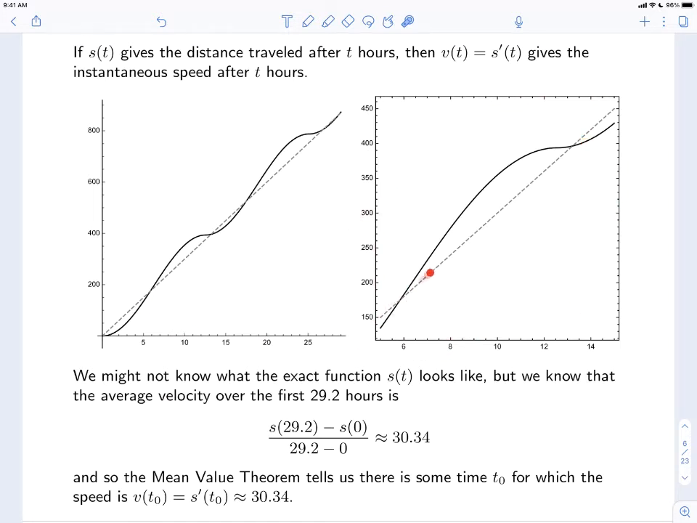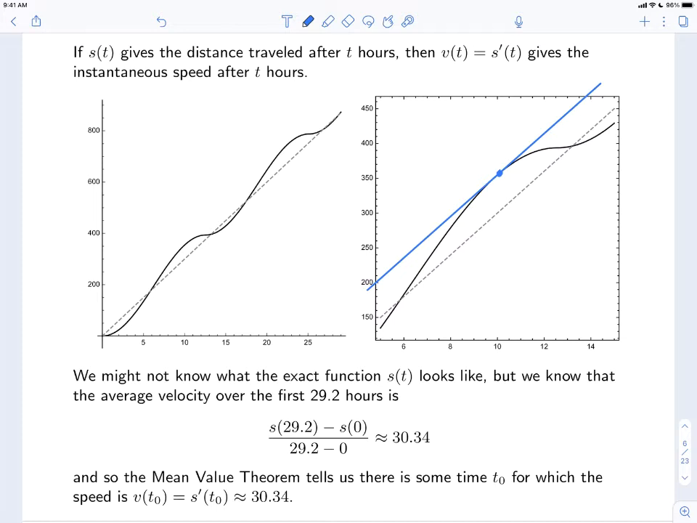And you can see that the secant line, or at least a portion of it, appears right here. So if we were to just draw in a line that was parallel to that secant line, we can move this around and we can see that there is a place where it intersects the curve, right there. So at this point in time, approximately, the instantaneous velocity is 30.34.